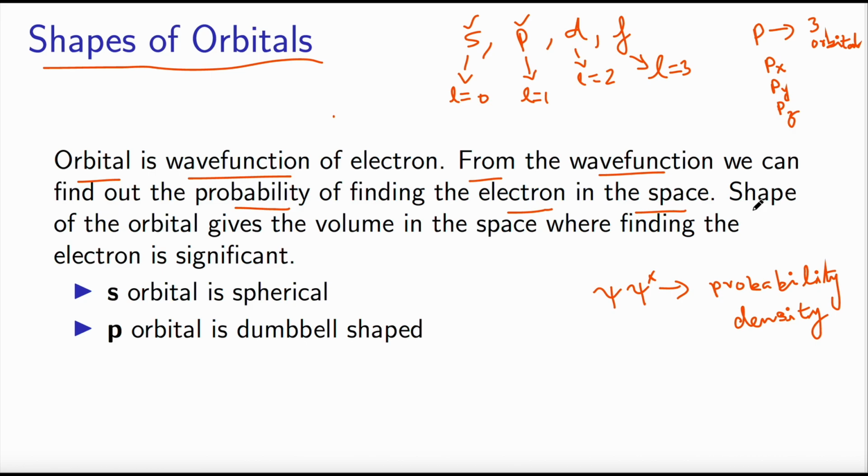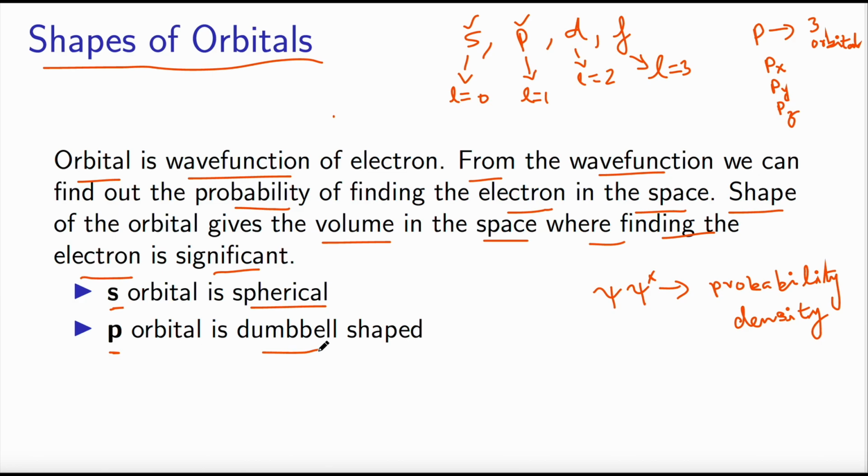What do we mean by the shape of the orbital? The shape of the orbital gives the outline of the volume in space in which finding the electron is significant. It encloses the volume where there is a significant probability of finding the electron. So what are the shapes? The s orbital is spherical, and the p orbital is dumbbell shaped.